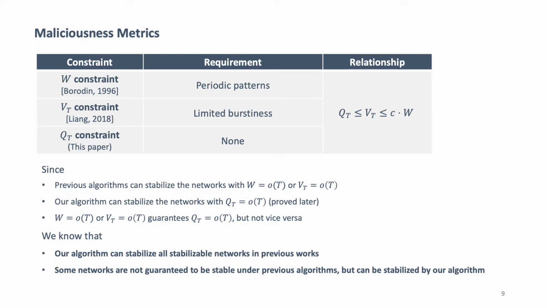Here we also have some conclusions. We can show that our algorithm can stabilize all stabilizable networks in previous works, those with W or VT constraints, and for some networks that are not guaranteed to be stable under the previous algorithms, they might be stabilized by our algorithm. So basically, our algorithm is stronger than previous algorithms.